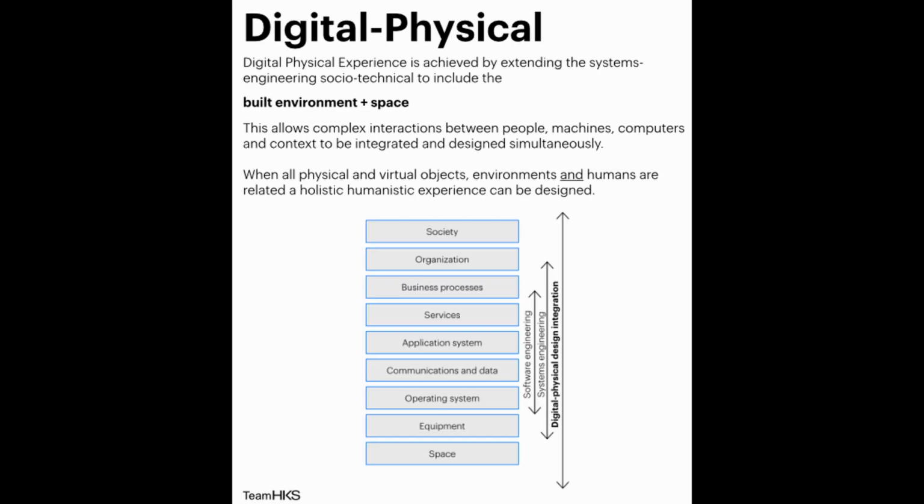The second diagram addressed scale. At the left, a stack of 9 layers, descending from society through organization, business processes, services, application system, communications and data, operating system, equipment, to space. A double-headed arrow ran alongside it. At the top of the arrow, digital physical design integration. Somerville stood in front of the diagram for a long time. His companion asked what he was looking at. Somerville said he was trying to find where a building went.